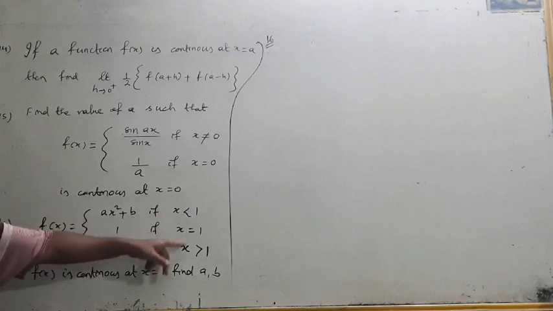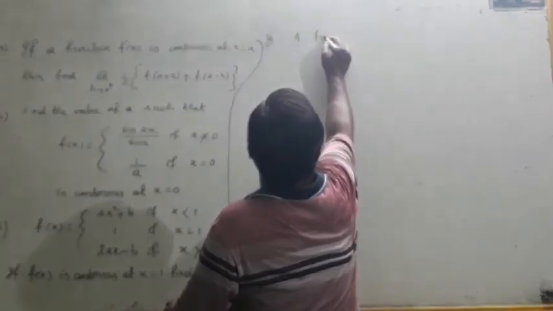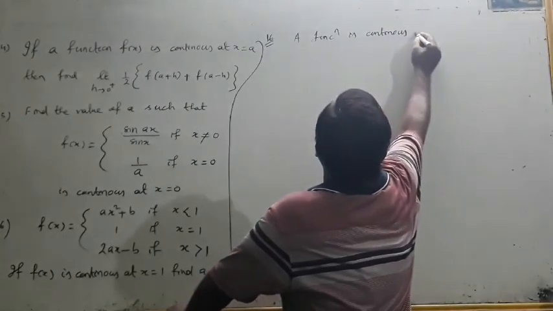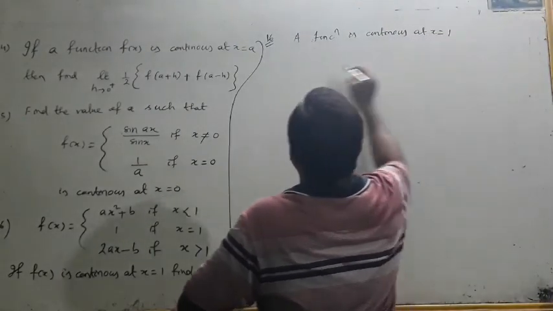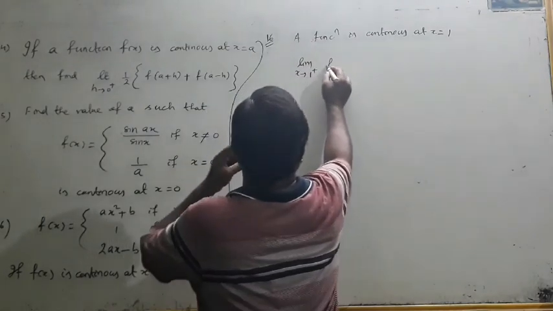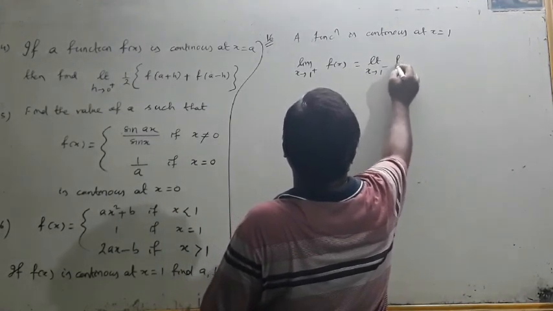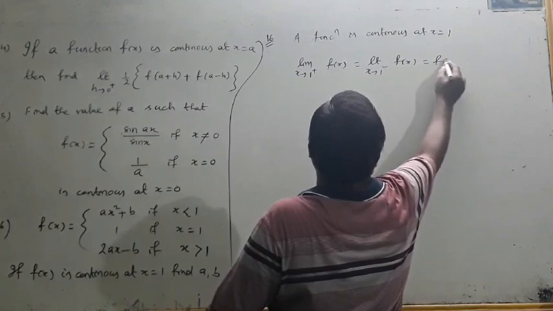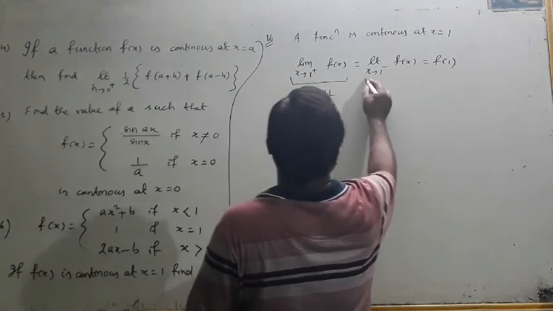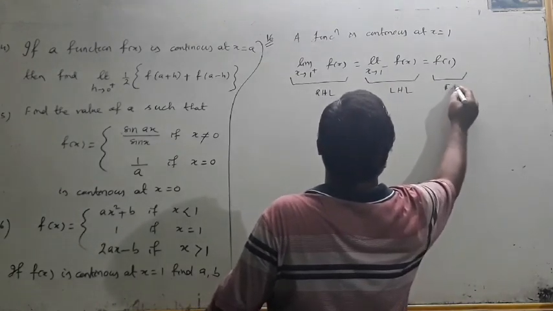Here it is a less-greater condition, so we have to apply the formula. We know a function is continuous at x is equal to 1 if limit x tends to 1 plus of f(x) is equal to limit x tends to 1 minus of f(x) is equal to f(1). This is called the right hand limit, this is called the left hand limit, and this is your functional value.